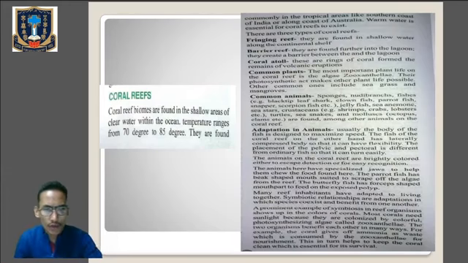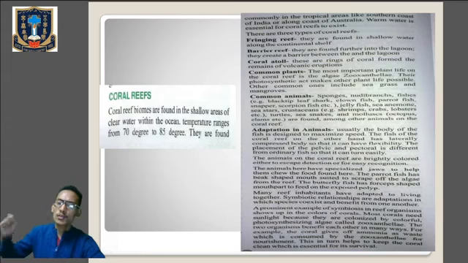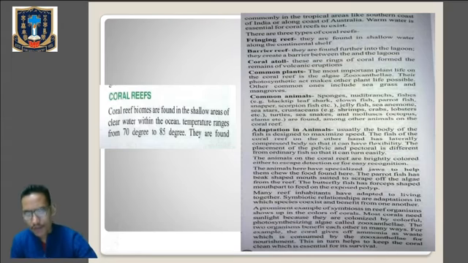The next biome is coral reef, which is found in the shallow areas of clear water within the oceans. Temperature ranges from 70 degrees to 85 degrees. They are commonly found in tropical areas like the southern coast of India or along the coast of Australia. So warm water is very essential for the coral reef to exist, and we have three types of coral reef. This is very important: fringing reef, barrier reef, and coral atoll.